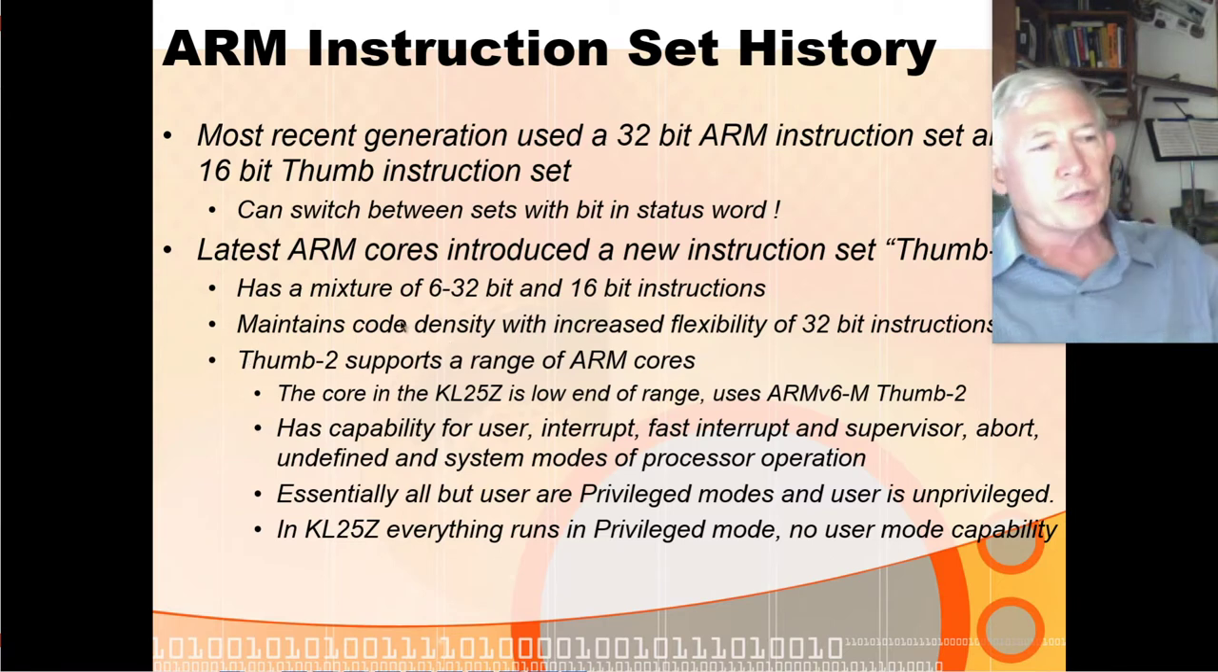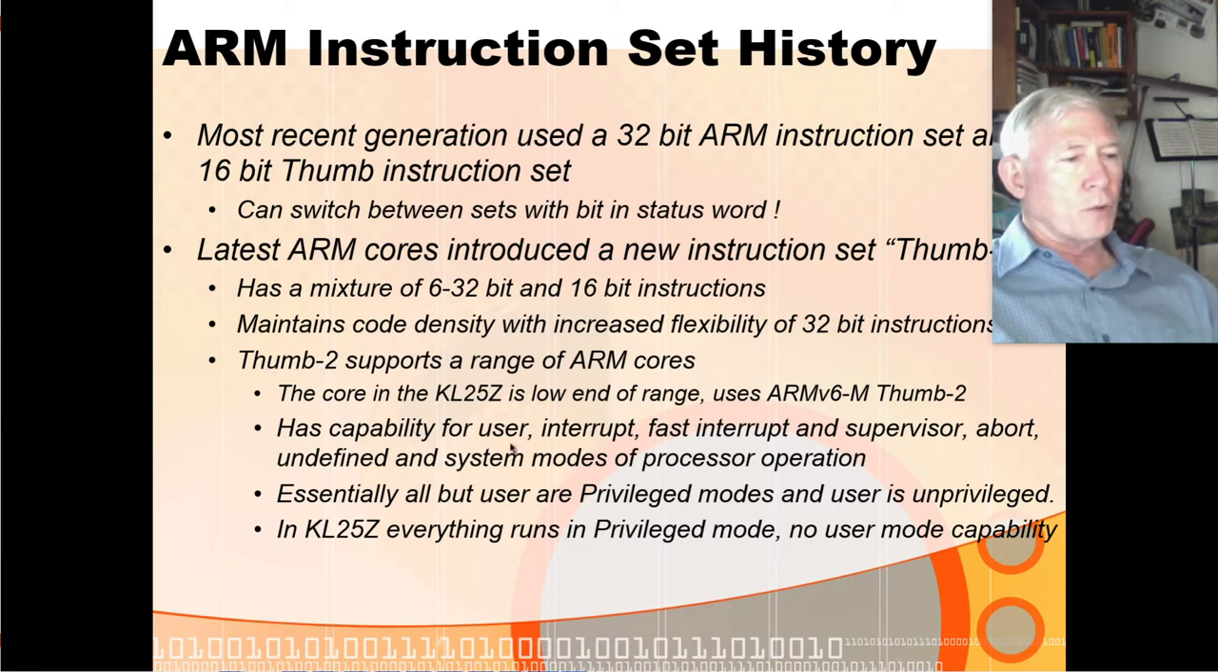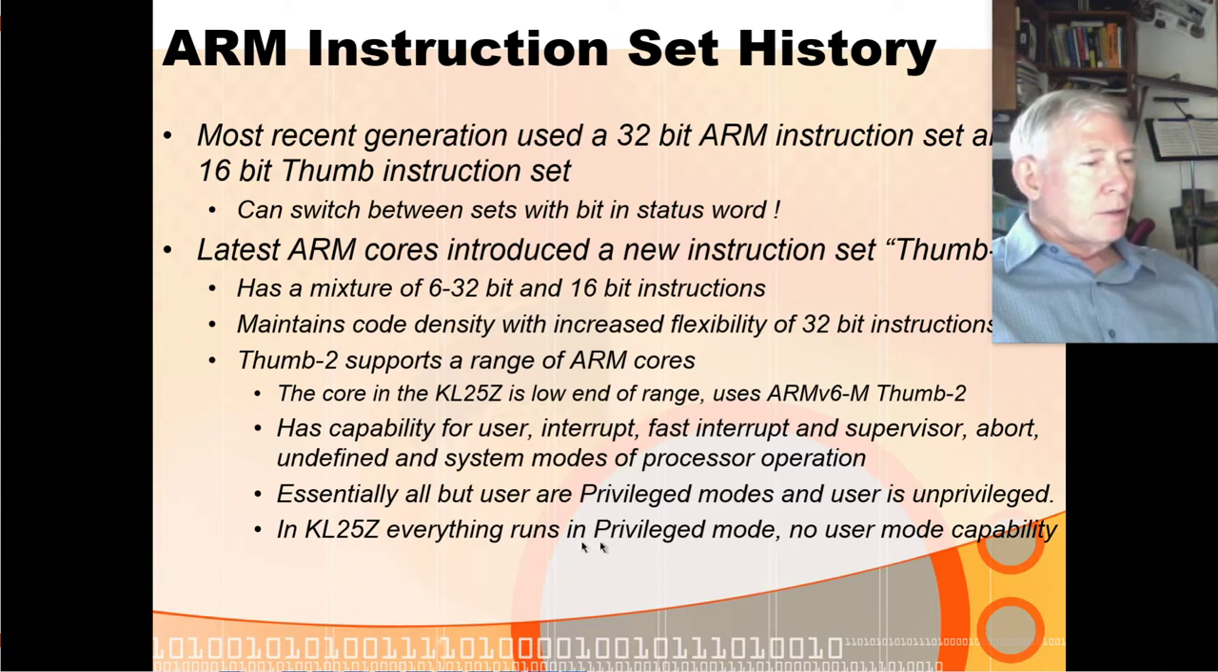So the fact that the instructions are 16-bit means you can pack a lot of instructions in. So that's nice. And this Thumb 2 does support a range of ARM cores. So the official name of the language is ARM V6-M Thumb 2. That's the official name. And the M0 Plus core is like the lowest end of the cores supported by this Thumb 2. So the KL25Z runs everything in privilege mode, so there's no user mode capabilities for this chip.